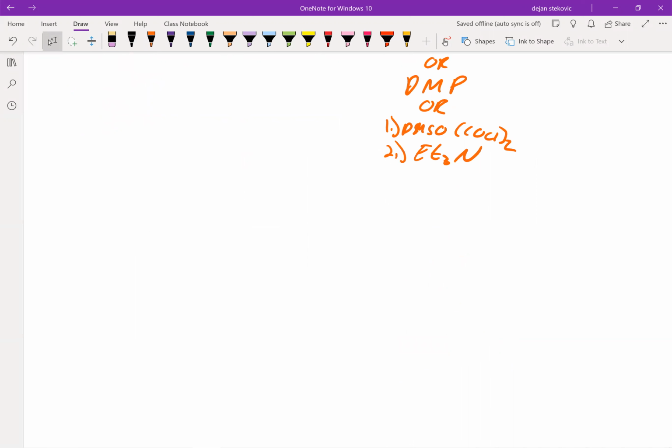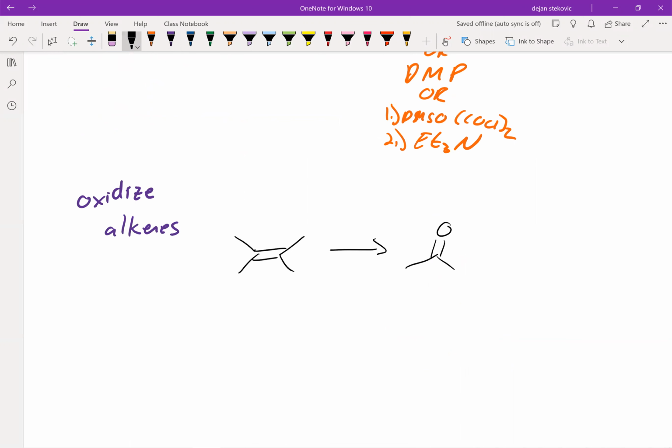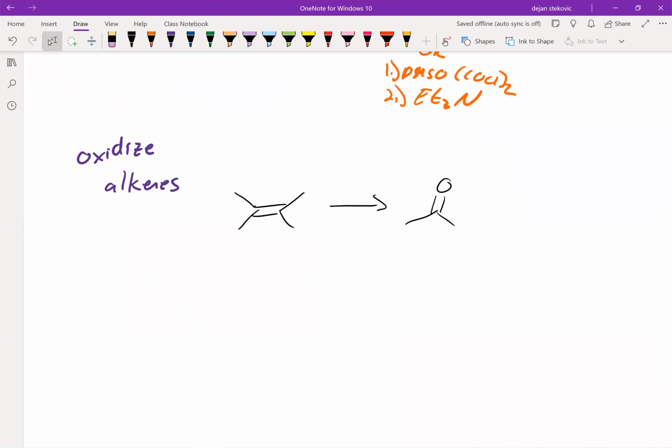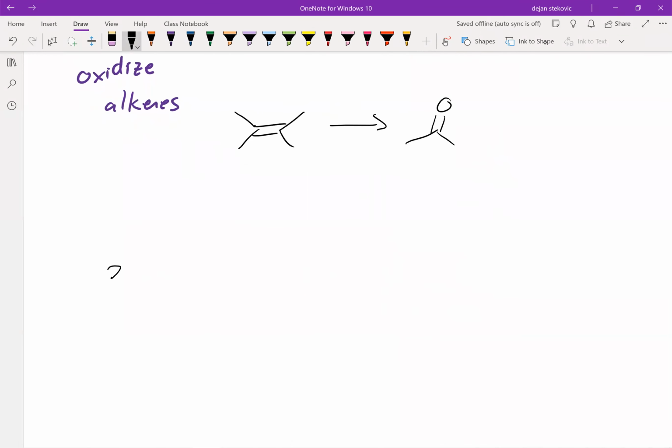Another thing we can do is we can oxidize alkenes. So for example, we could go from this alkene to acetone, right? So there's an example of that. If you think back how we did that, it was through the use of ozone, right? So ozonolysis, so add some O3. And then in this case, we want to stop at the aldehyde and not go to the carboxylic acid.